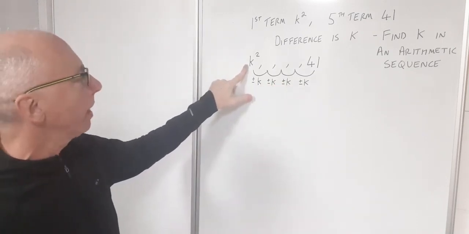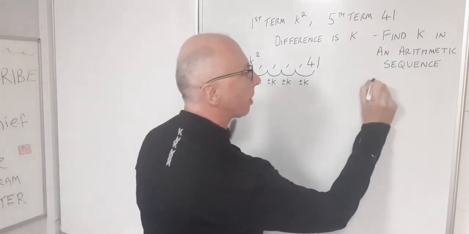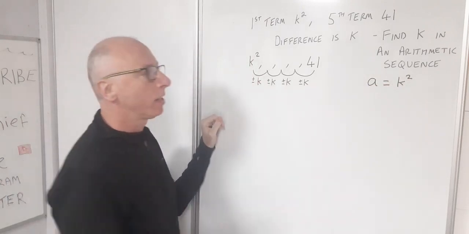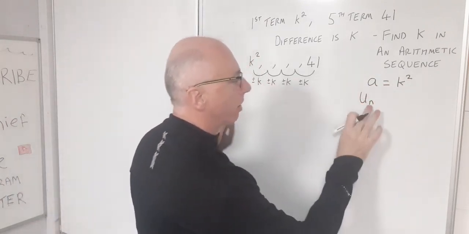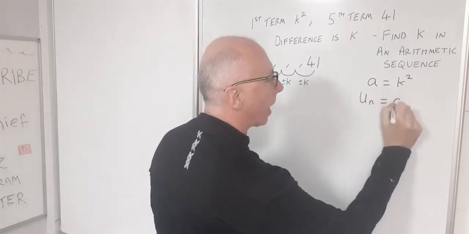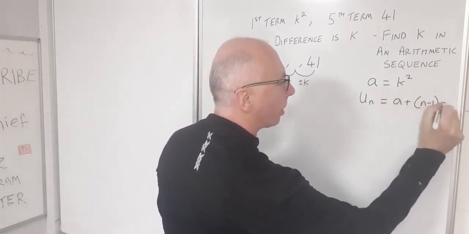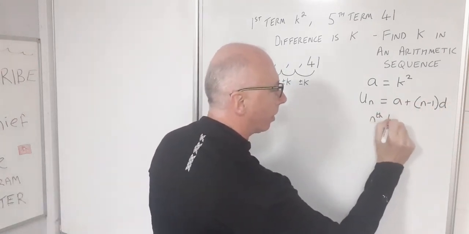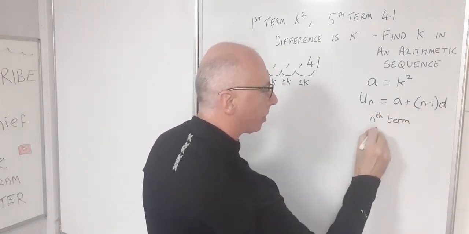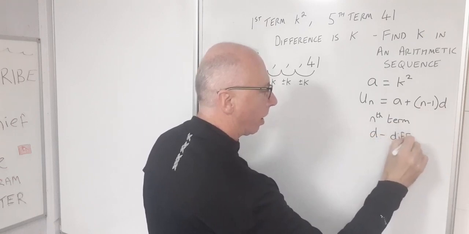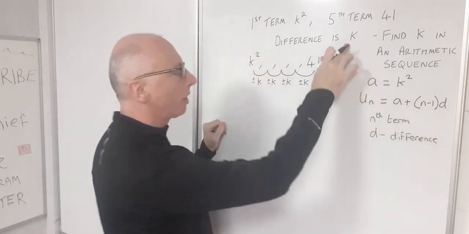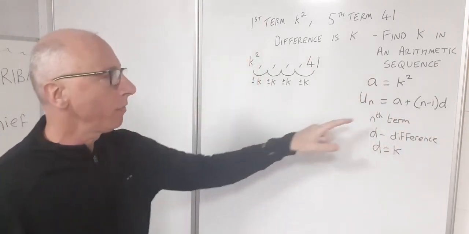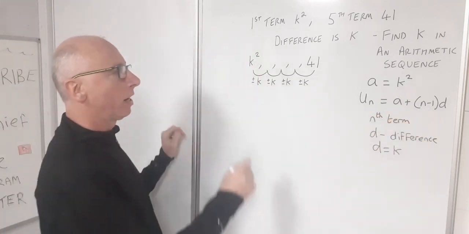But k squared, that's our first term. So in an arithmetic sequence, we've got a equals k squared, where each term in the sequence is defined as un, so that's the nth term, equals a plus n minus 1 times d. Now n is the nth term, and d is the difference. Okay, now we're given the difference is k, so we know what that is. So d equals k.